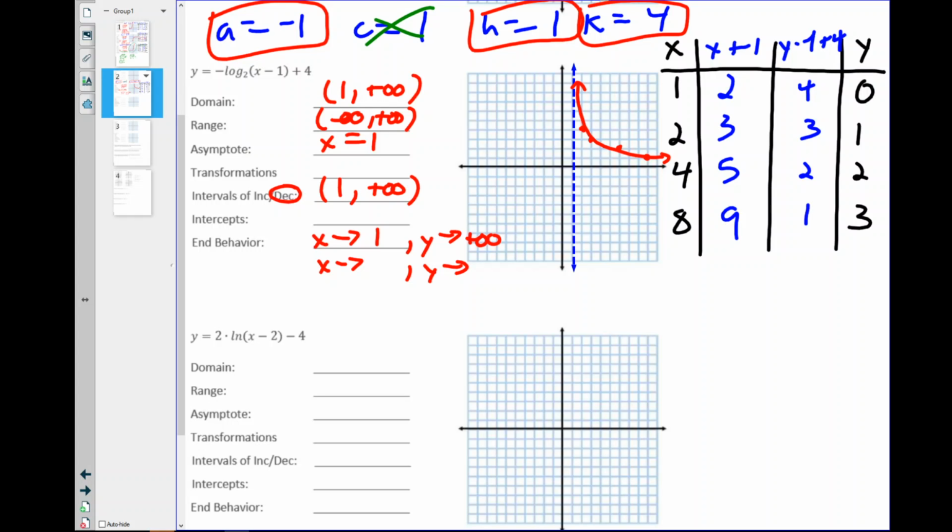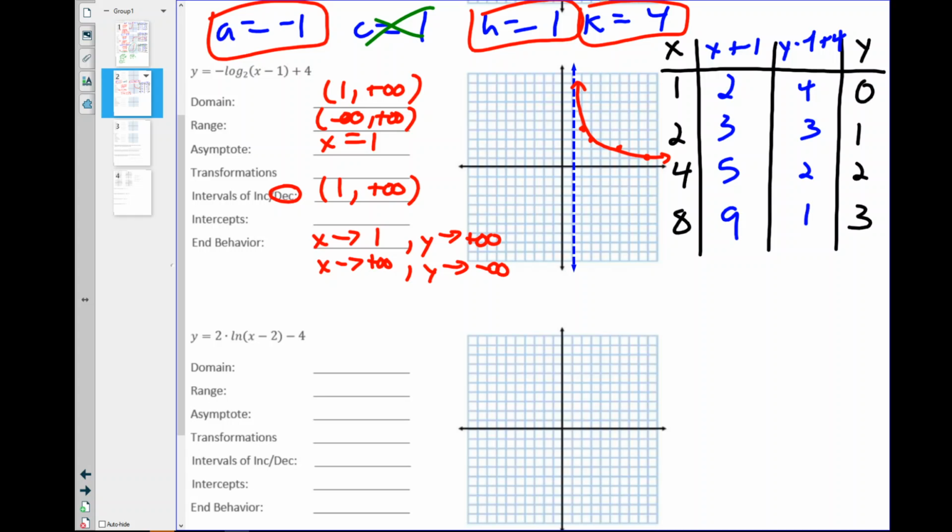And then what's the right arrow doing? Positive infinity for the x. Negative infinity for the y. Because it's going down, it's decreasing. X-axis reflection, translation 1 unit right, translation 4 units up.